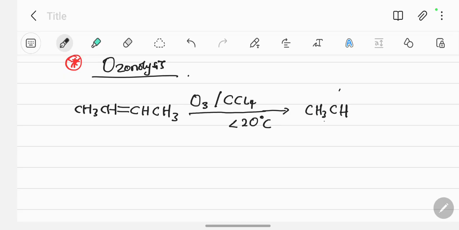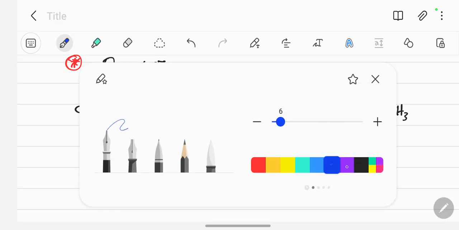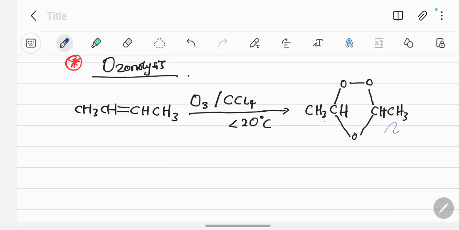CH3, CH, O, CH, CH3, then one oxygen there. So this one's called an ozonide. So this is an ozonide, like that.